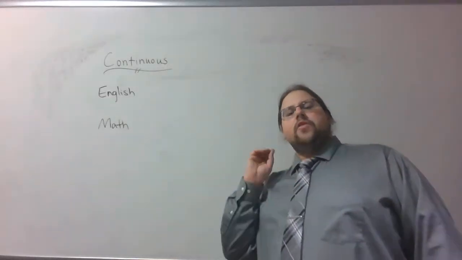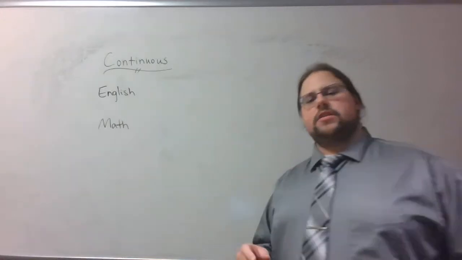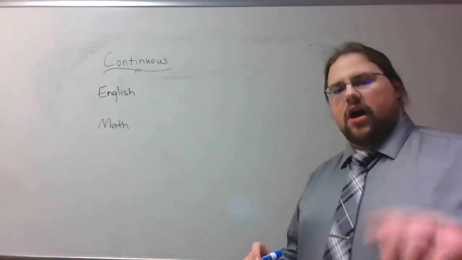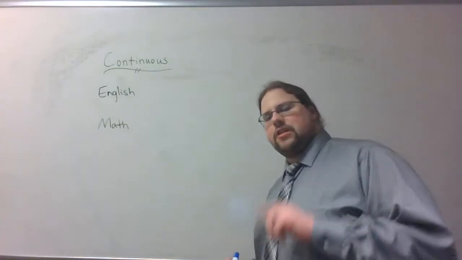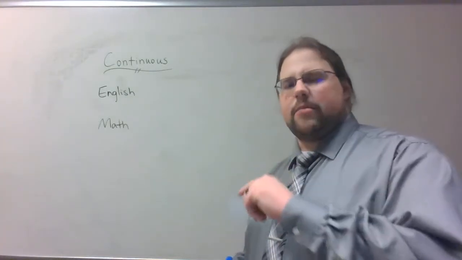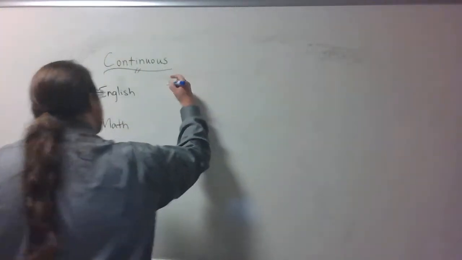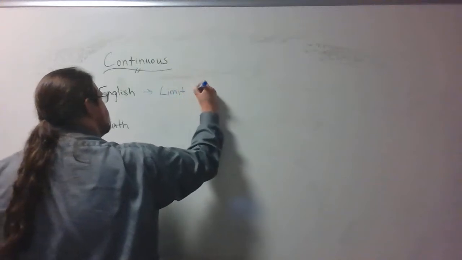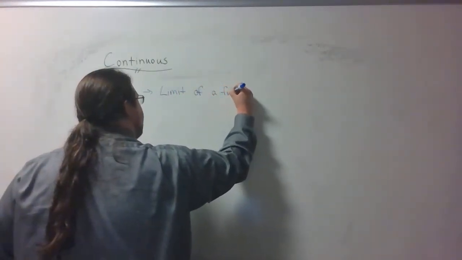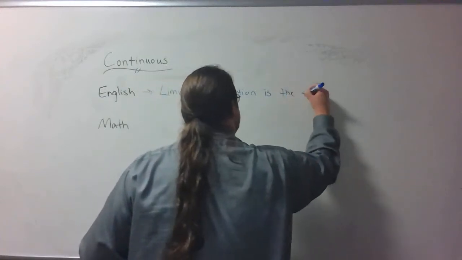So in this lesson, the big concept that I'm going to get across to you guys is continuous functions. So here we go. I'm going to start off by explaining what they are. First and foremost, I'm going to give you the English definition, the plain English, so we know what it means. And then I'm going to talk about the math definition. So first and foremost, in English, what we're looking for is the limit of a function at a particular value is the same as the function's value.